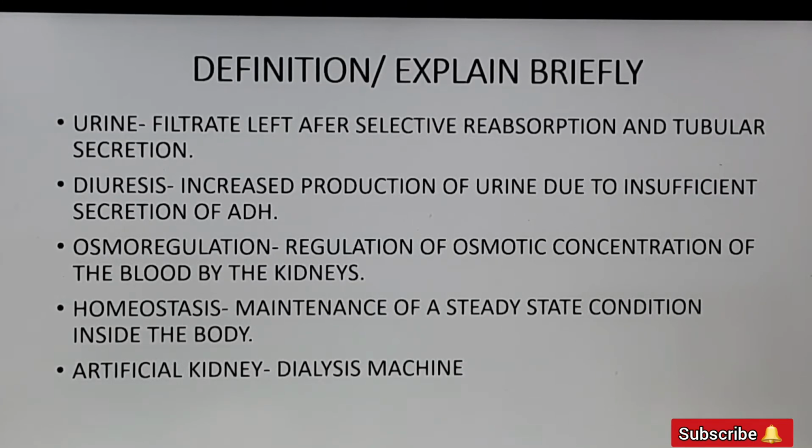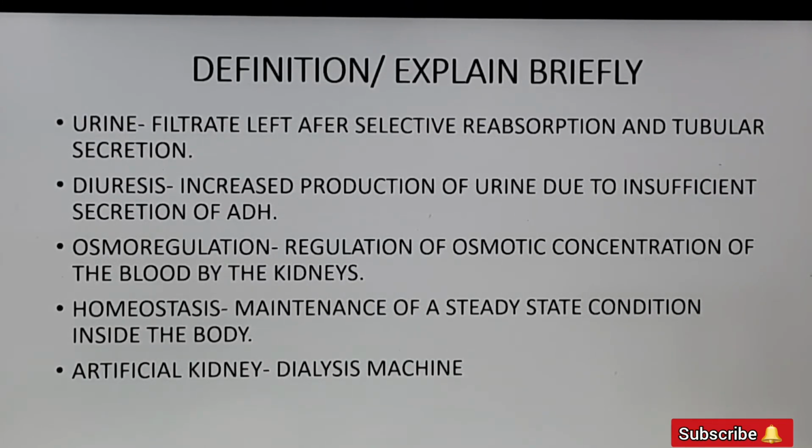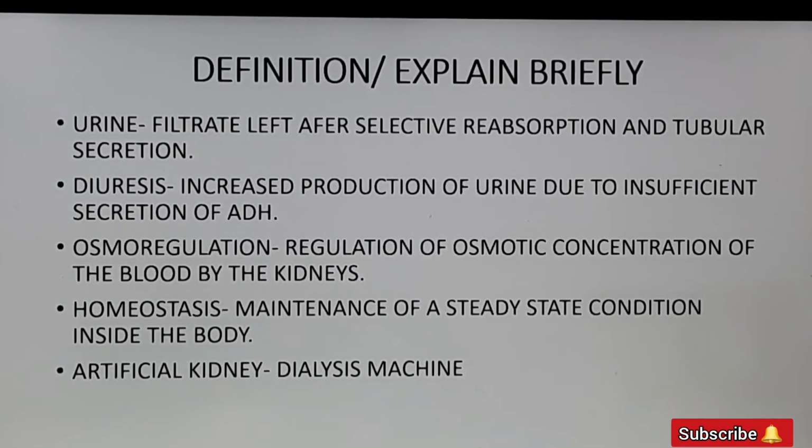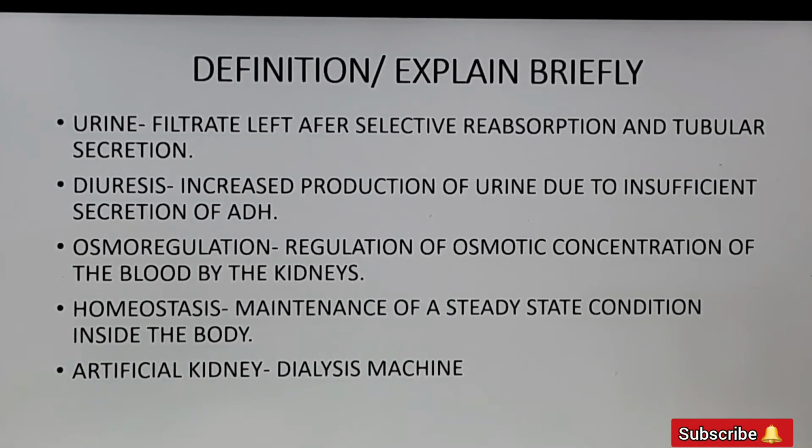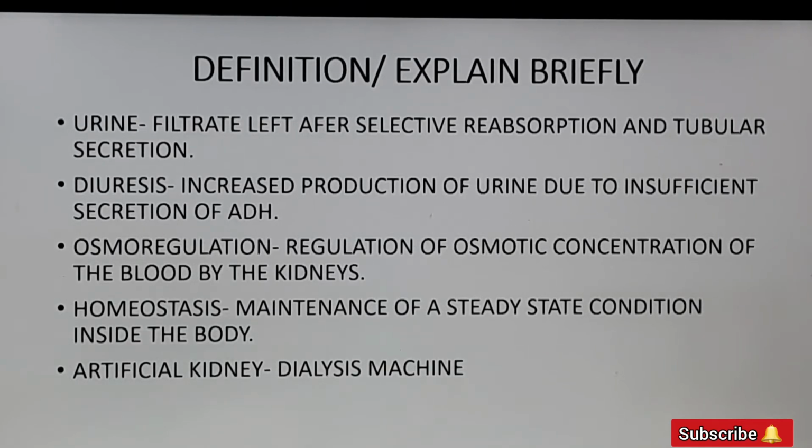The blood from the renal artery is passed through the machine wherein the nitrogenous content, that is the urea and excess salts, are removed from the blood, and the filtered blood is then returned to the renal vein. Okay, so that is how you have to explain what is artificial kidney.